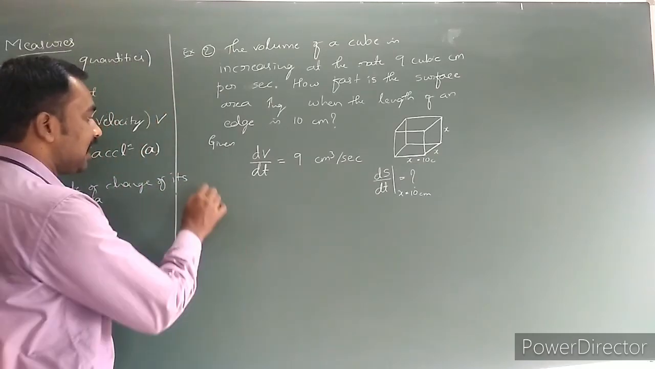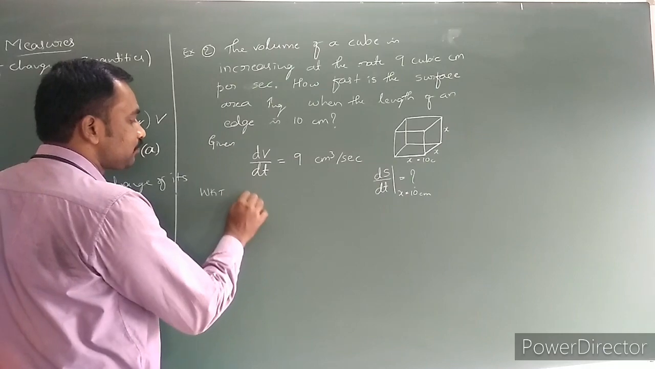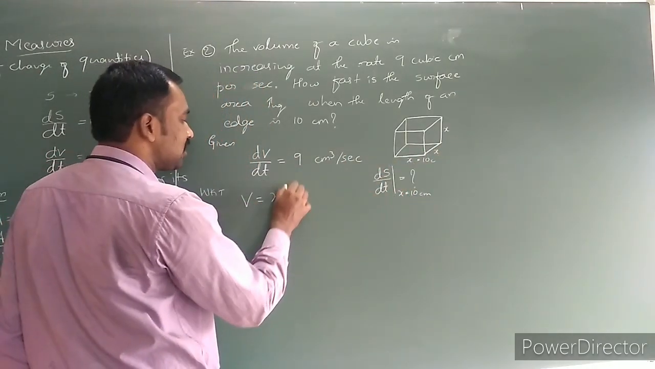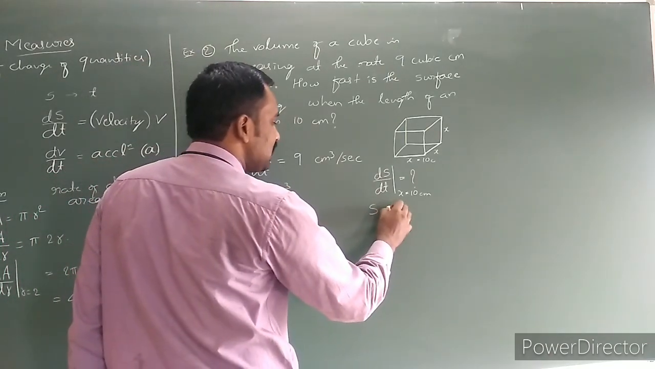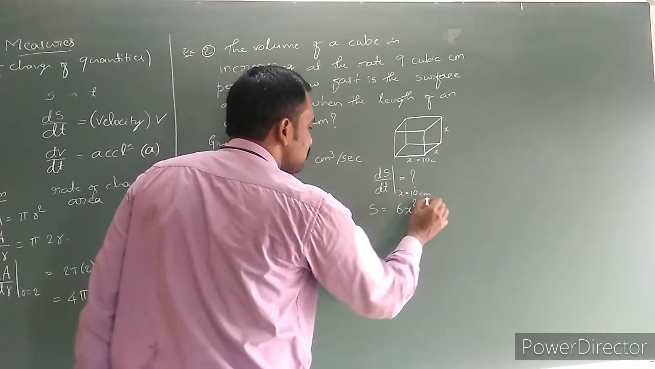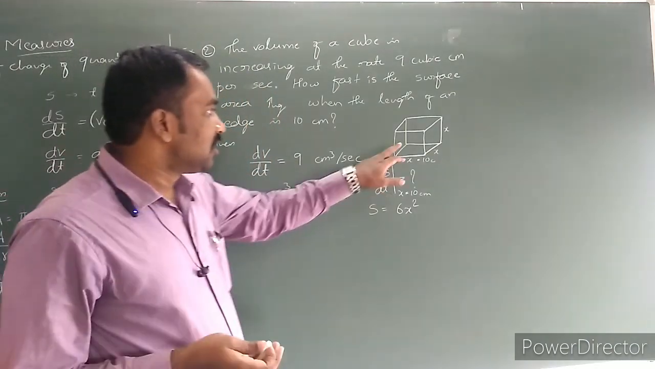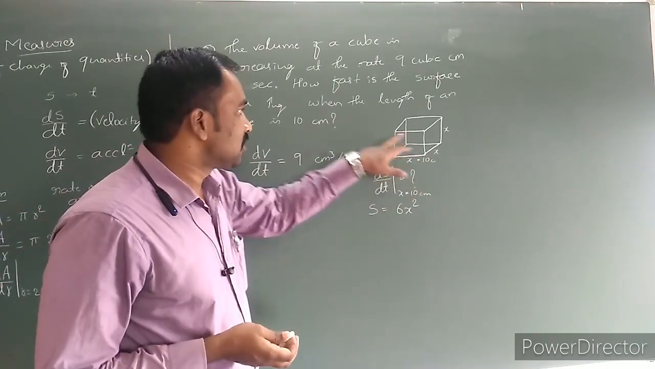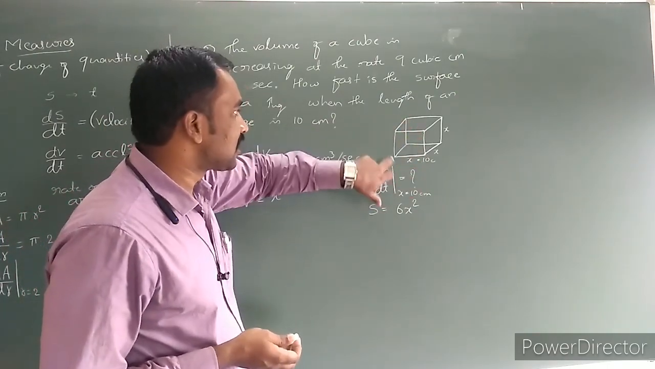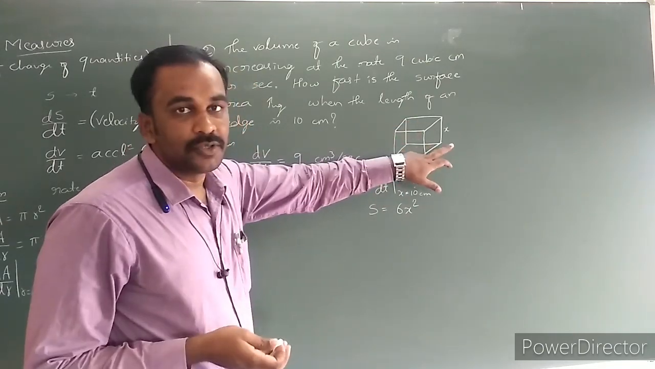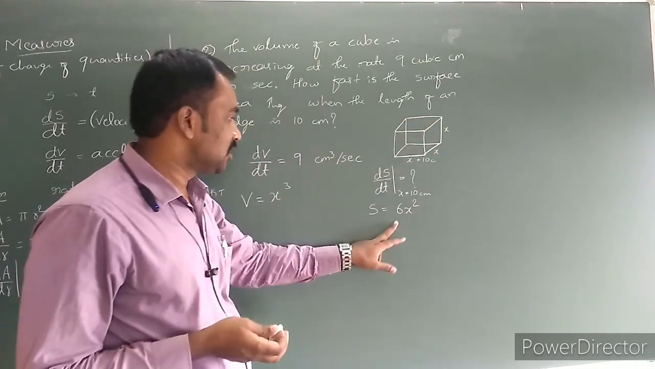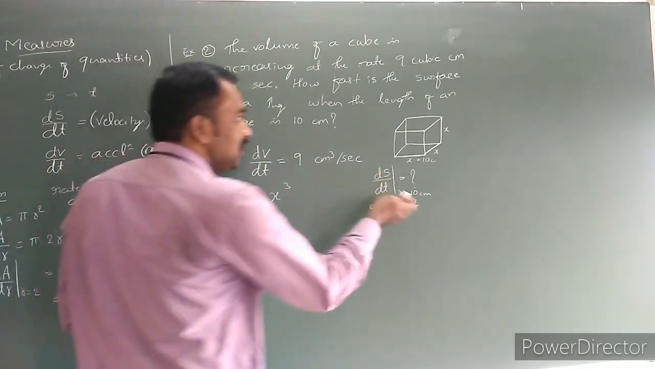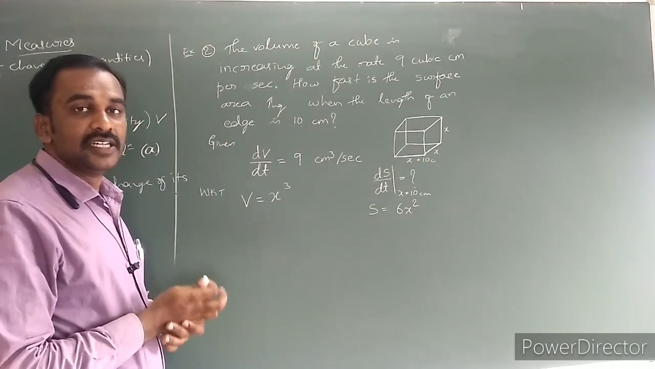We already know the volume of the cube. What is the volume of the cube? Here x is the side, so V is x cubed. And the surface area is equal to how much? 6 times x squared, the total surface area. How many faces does it have? It has 6 faces. One face has area length into breadth. Like that 6 faces are there. So S is 6 times x squared. Volume is length into breadth into height, that gives x cubed.